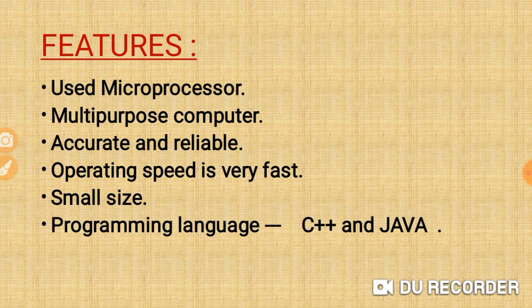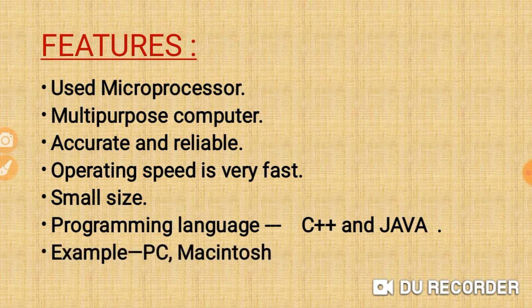Programming languages C++ and Java are used. Examples of this generation of computers are PC and Macintosh. The first PC, personal computer, was developed by IBM.